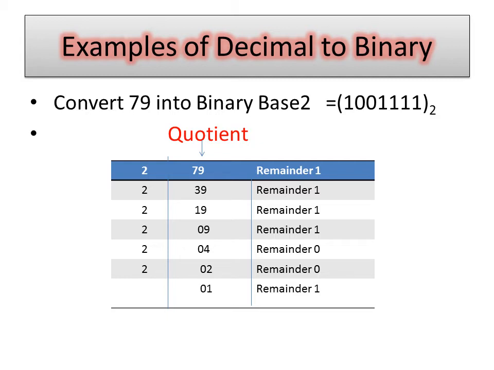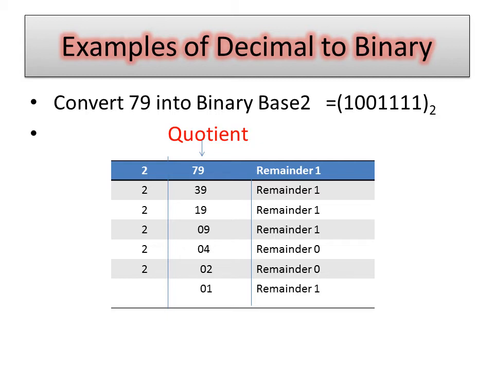Then 2 twos are 4. So what is the remainder now? It is 0. That is written in row 5. Then 2 ones are 2. The remainder is 0. Now we have got 1 as a quotient, that is finally at the end. So now we cannot divide it further. So that remainder 1 is again written in the last row.